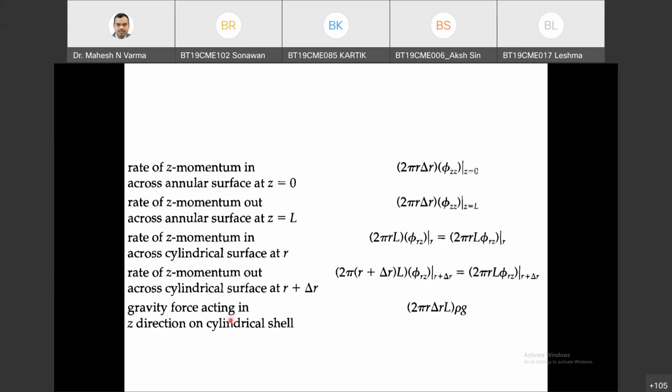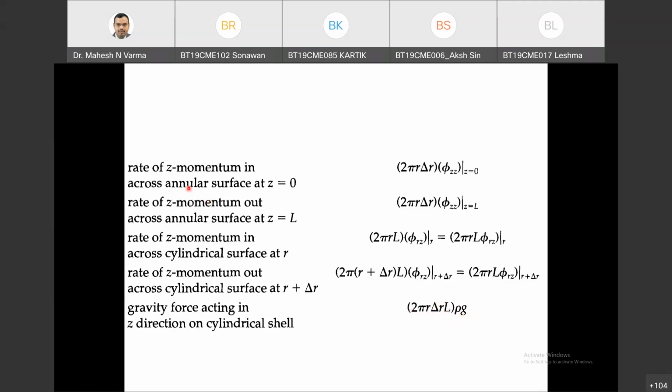So total forces acting because of gravity. Gravity is there in the z direction, so the positive z direction and gravitational direction are matching, in the direction of flow. So this g, acceleration due to gravity, multiplied by mass gives force, and this mass will be volume into density. The volume is 2 pi r delta r into L, into rho g.